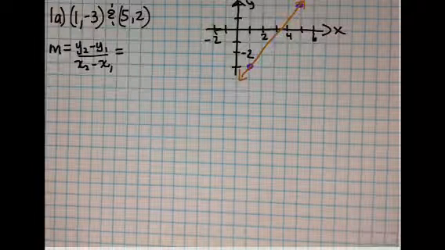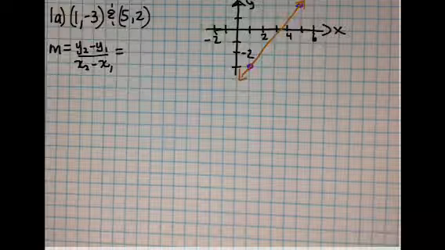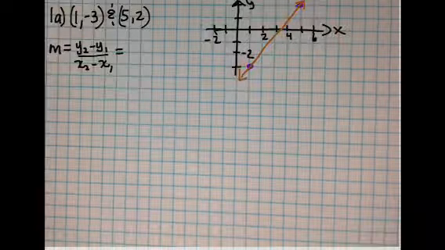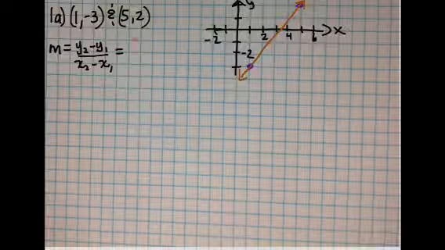Alright, so for number 1A, well, for number 1, you have to plot the points, draw the line, and then find the slope. So you can see from the graph that the line is going to end up with a positive slope because as you go from left to right, the line is going up. So we're expecting a value here that is positive.